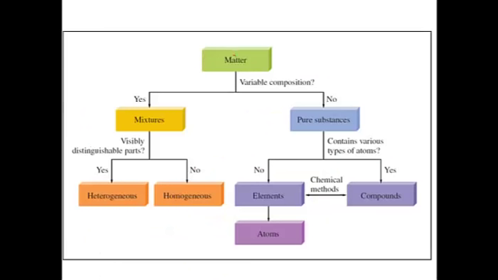So within matter, does it have a variable composition? Either yes, it varies, or no, it does not. So it's pure substances versus mixtures. And then are the parts visibly distinguishable? Yes or no. And does it contain various types of atoms? Yes or no. This kind of walks you through. This is a great flow chart to help you understand matter.